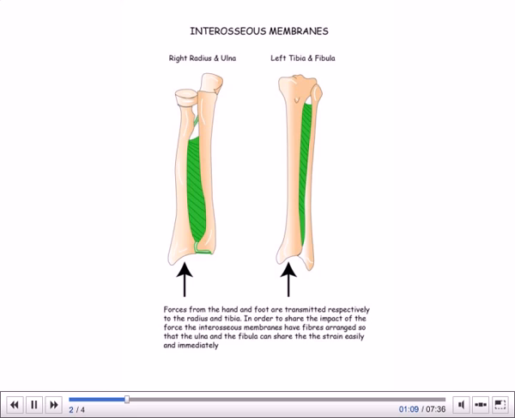But more important is the direction of the fibres in the interosseous membrane that allow the transmission of forces from the tibia to be shared with the fibula. So you'll see from this image that the fibres pass downwards and laterally, and this will allow immediate sharing of the forces as it's applied through the talus to the lower end of the tibia.